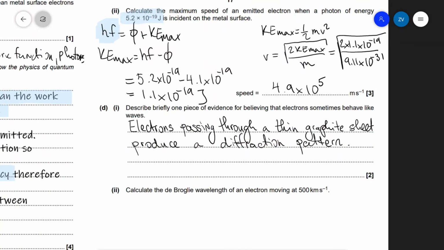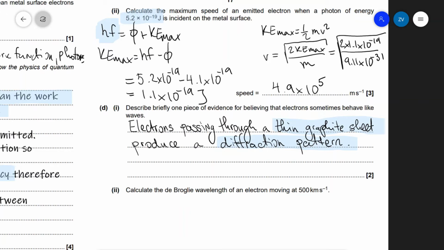Next one, describe briefly one piece of evidence for believing that electrons sometimes behave like waves. When electrons pass through a thin graphite sheet, it has to be a thin one actually, because otherwise you're just going to get an absorption of all of the electrons. They will produce a diffraction pattern, which is a pure wave-like phenomenon. This is one of the most interesting experiments in physics that really demonstrates the nature of quantum mechanics.